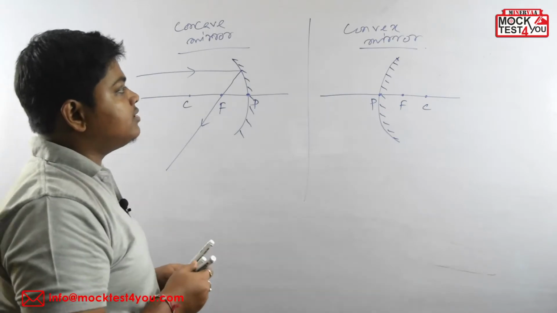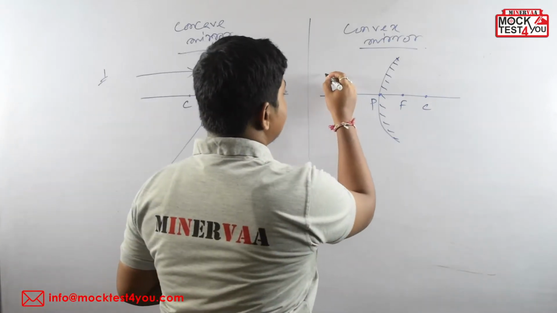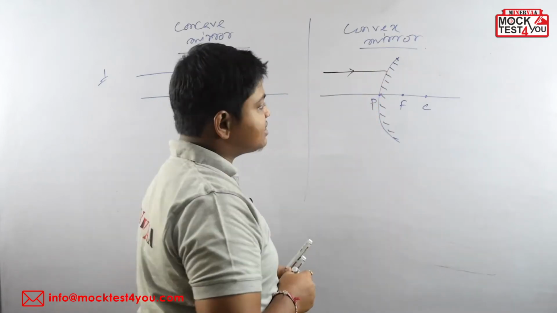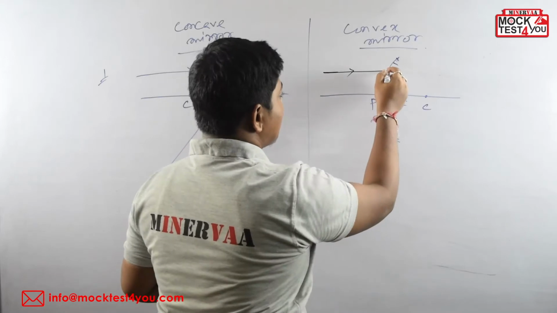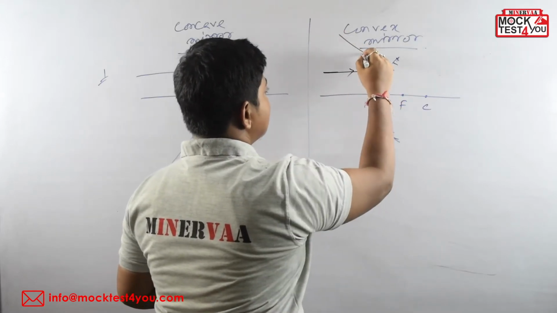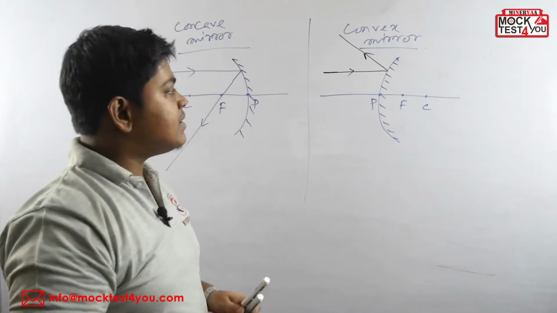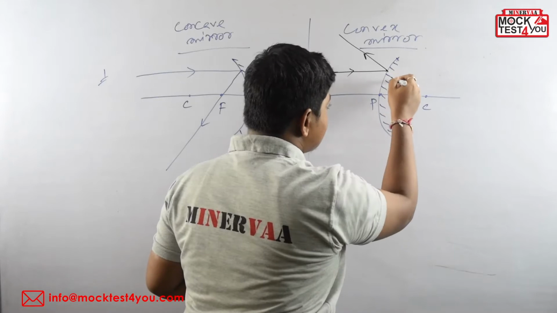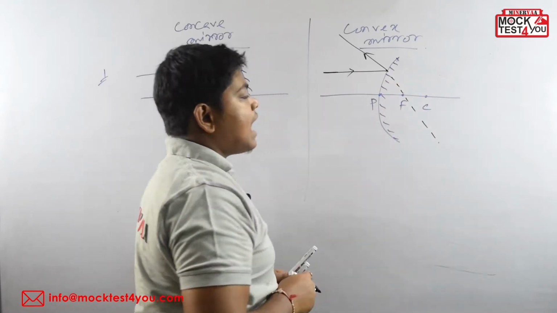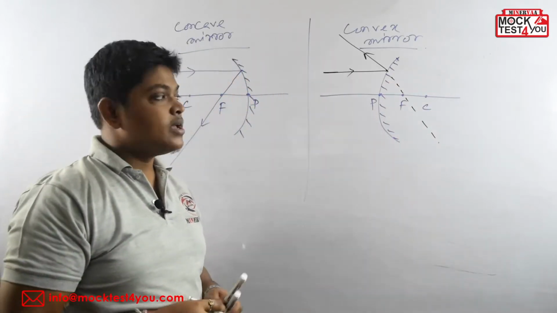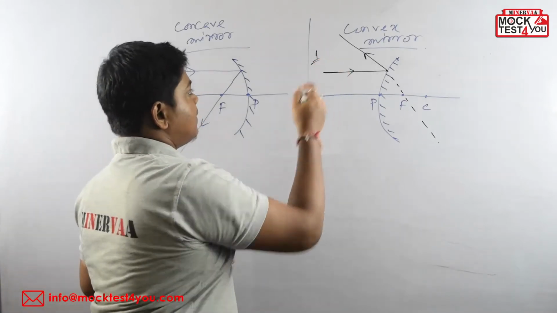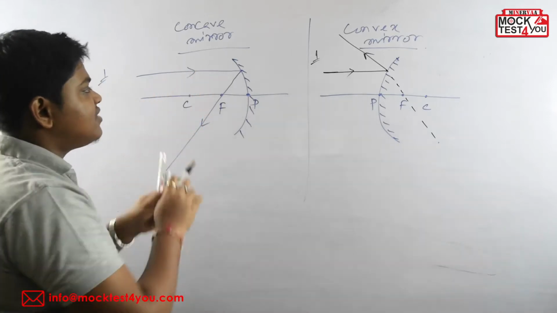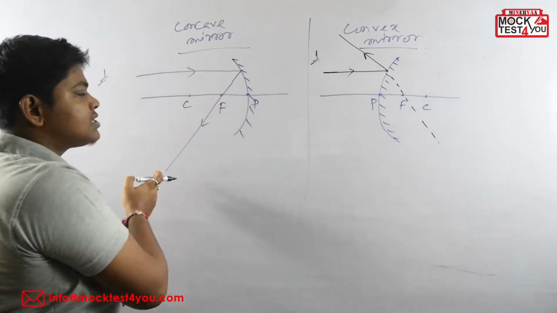So in the case of convex mirror, what will happen is that if a parallel beam of light rays is coming on the reflecting surface of the convex mirror, then after reflection it will move like that. But that means they are not meeting the focus directly, but they appear to meet. That means the light ray appears to pass through the focus. This is the first rule for both of the mirrors, that in the case of concave mirror, if some parallel light rays are coming, then after reflection they will pass through the focus.